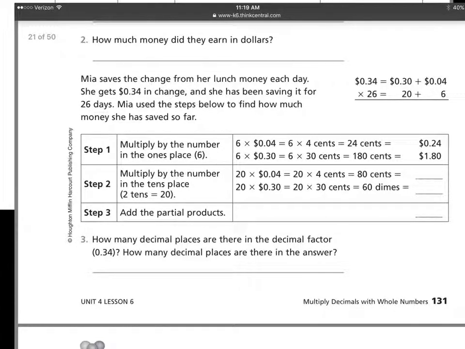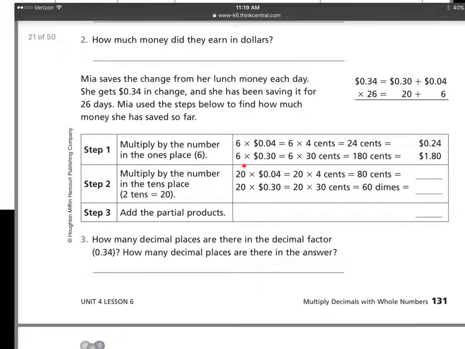In step 1, they are actually going to break this down, and it really is the 4 square method that we've learned before, so don't panic when you see it written horizontally like this. But what they're doing is they're taking the 6, which is the 6 in the factor 26, and multiplying it by 4 cents, which is the 4 in the 34 cents, to get 24 cents, which is the first step you will be using in the shortcut method. So they got 24 cents from that.